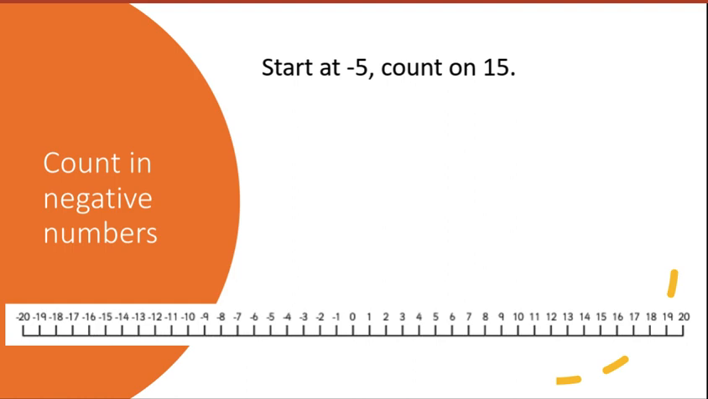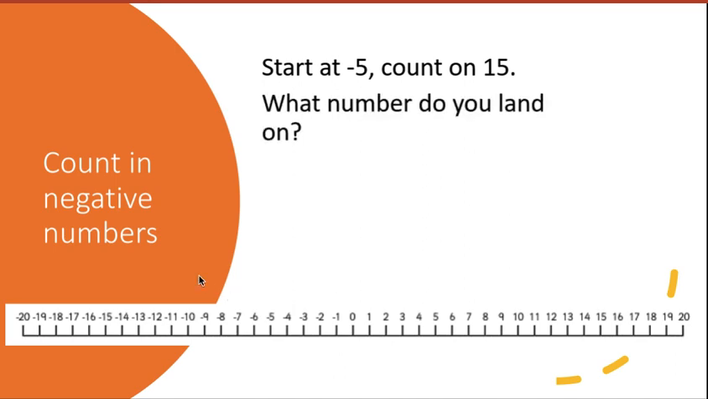Okay, this time we're starting at minus 5 and we're counting on 15. So we need to find minus 5. We need to count on 15. Again, think about what chunks you can do that in. You don't have to go individually each time. If you do, it's absolutely fine. Take a moment to find out what number you land on. Then let's work it out together.